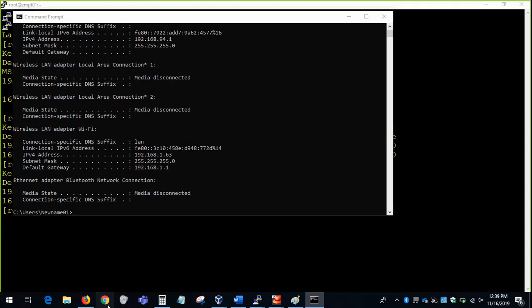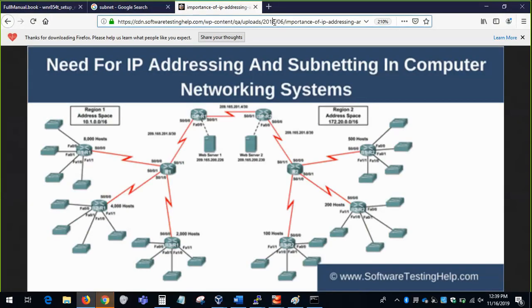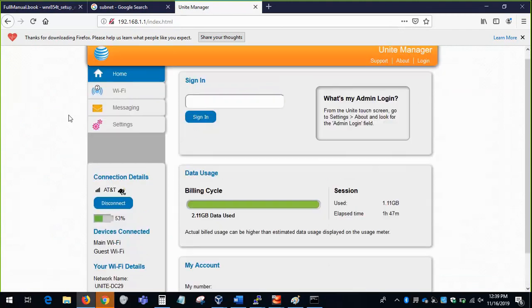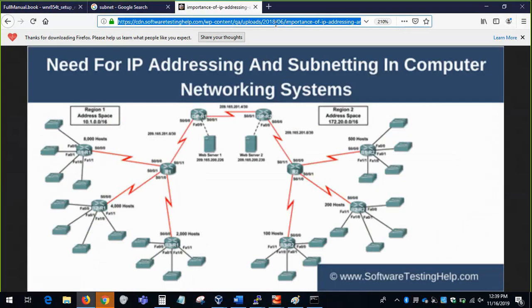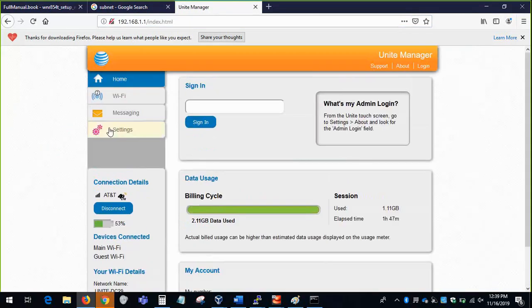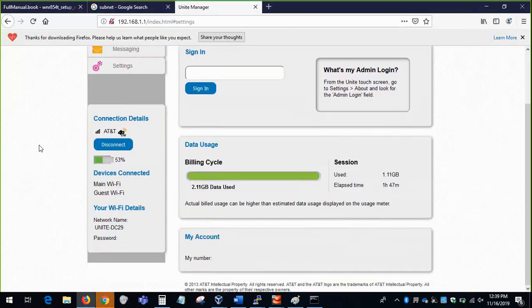So if I do that, okay, so I am able to log into the Wi-Fi. This is the Wi-Fi for my AT&T hotspot. Okay, so this is the default gateway. Let me see if I'm able to show you the default gateway in the settings here. Disconnect. Password.